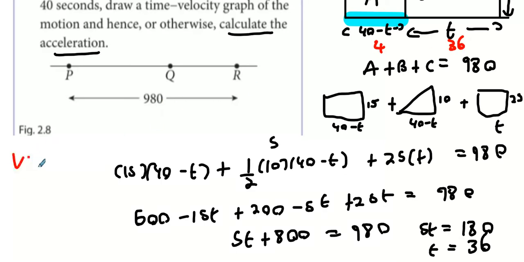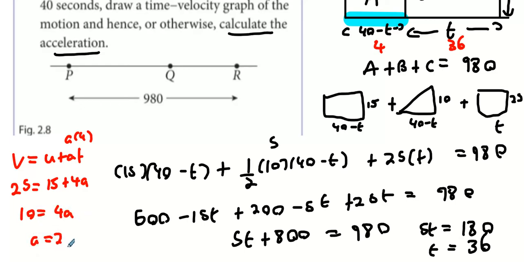So if you use v equals u plus at, your final velocity is 25, your initial velocity is 15. Your acceleration is what we're looking for, but we know you do it in 4 seconds. So that'll be a times 4. 10 equals 4a, therefore a equals 2.5. You all good?